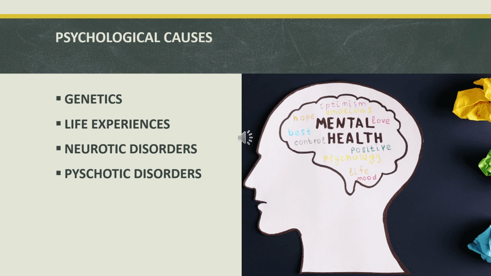And the next one is the psychotic disorders. The main cause for psychotic disorders like schizophrenia and bipolar disorder can be due to genetics and also due to many other additional factors like drugs and other stressors, external and internal stressors. So all this comes under psychological causes.